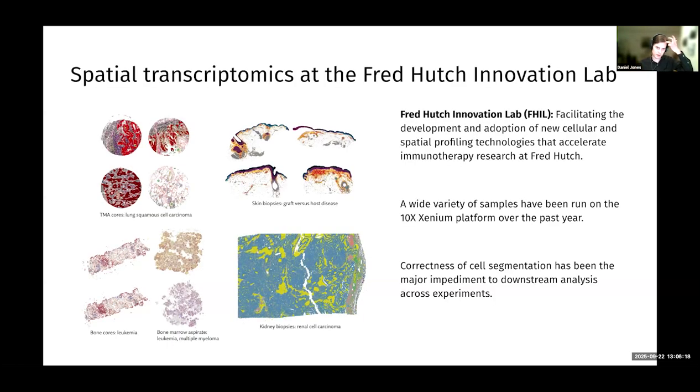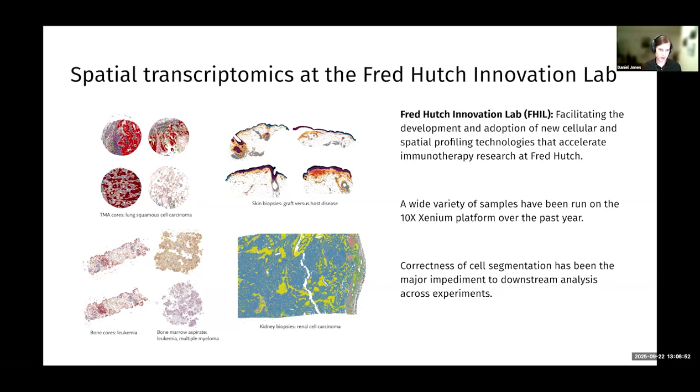To give a little background of this work, what sort of prompted it is, so I work at the Fred Hutchinson Cancer Center. And a couple of years ago, I started working with a small group within that institute called the Fred Hutch Innovation Lab, or we call it PHIL for short. Our basic mission is to try to be the designated adopter of new technologies. So one of the main new technologies we've been trying to adopt is new spatial transcriptomics platforms.